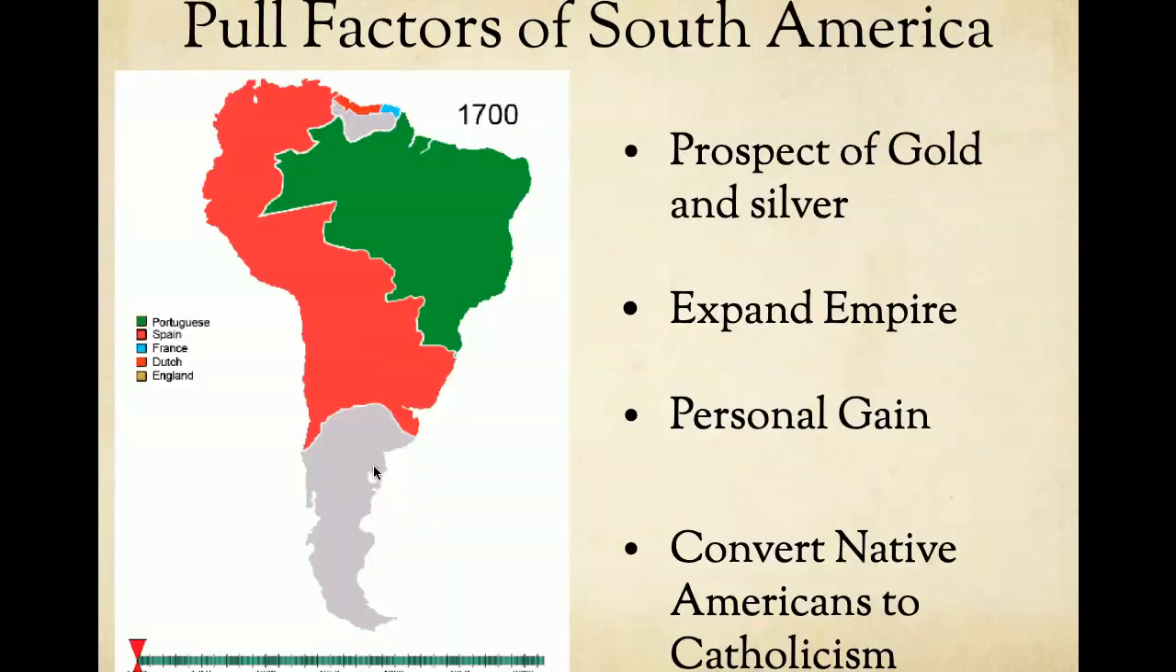So now we're going to look at South America. The pull factors of South America were the prospect of gold and silver, to expand the empire, for personal gain. Many people got land grants or land in South America, and their goal was to convert Native Americans to Catholicism. So you can see in our map, you have the Portuguese, the Spanish, the Dutch, the French, and the English are up here too, but very, very tiny.